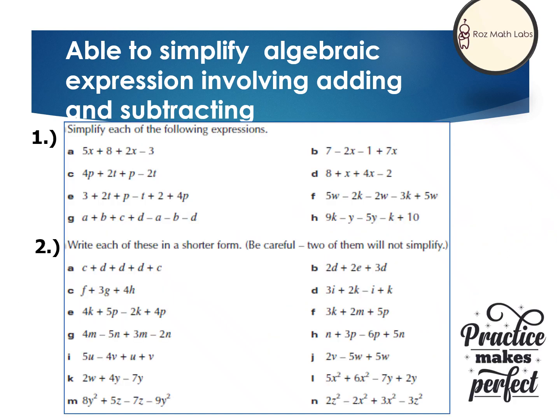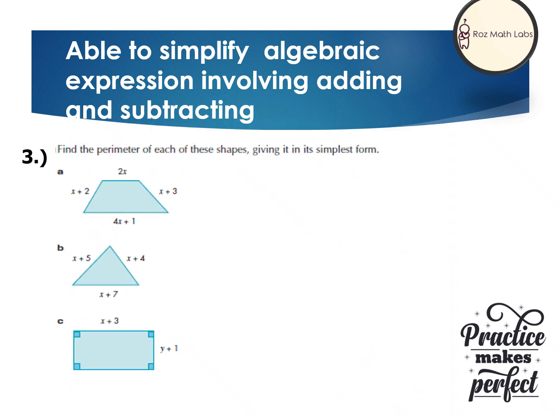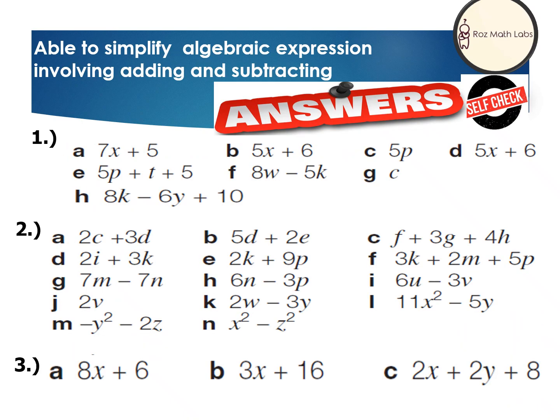You have a lot of practice. As you know, practice makes you perfect. Take your own time and practice these questions. So here we relate it to geometry. We find the perimeter of each shape using the information provided as an expression in the simplest form. You can self-check the answers. So the answers are provided here. I hope you have understood the topic very well.